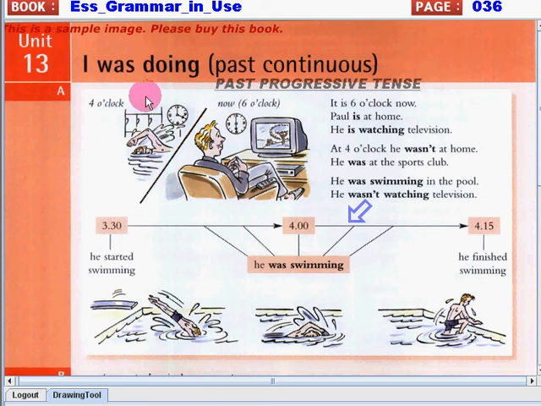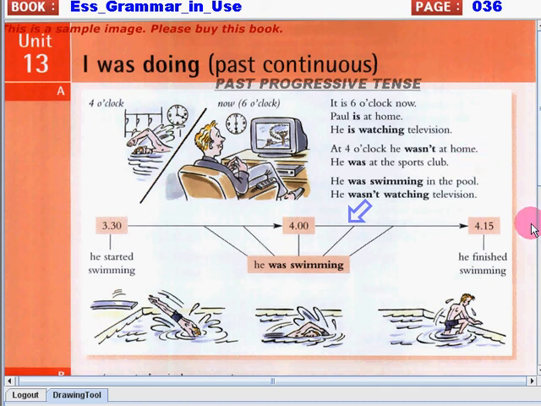So we have two times here, 4 o'clock and 6 o'clock. At 4 o'clock, he wasn't at home. He was at the sports club. So we have the simple past tense here because these actions are already finished and these are the actions that he did when it was 4 o'clock, or when the time was 4 o'clock.